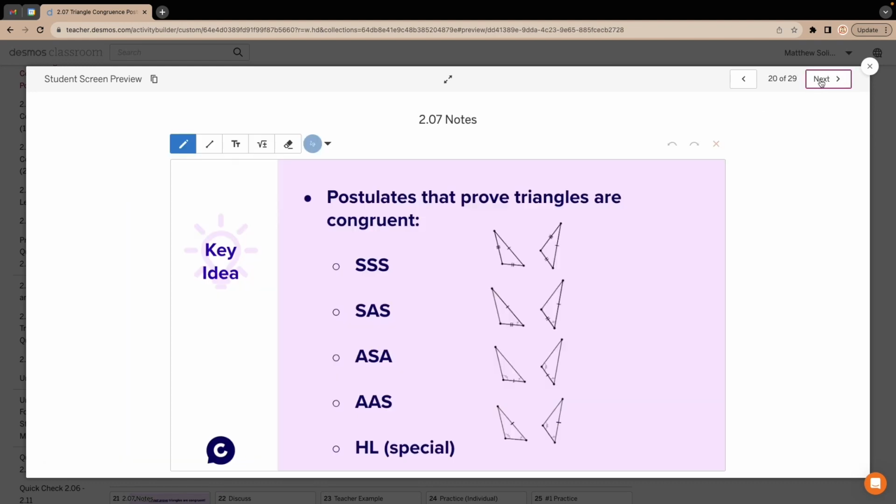All right, so there's 5 that work. Side, side, side is the one we went over in class, but there's also side, then an angle, then a side. That would prove they're congruent. An angle, then a side, then an angle. That would prove they're congruent. And angle, angle, side would also work. There's a special one called hypotenuse leg. We're going to go over that in a couple lessons, so don't worry about that one right now. But all of these work.